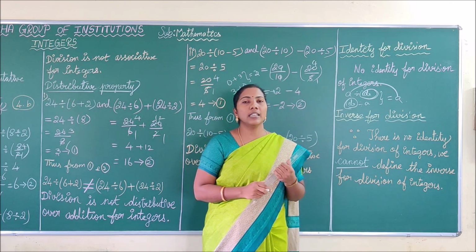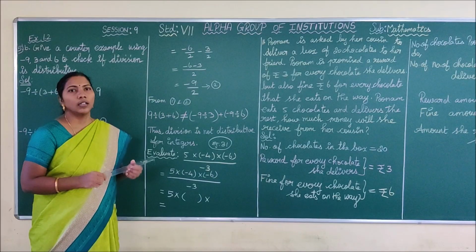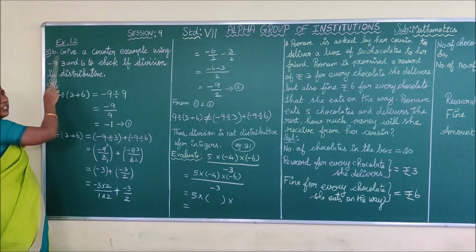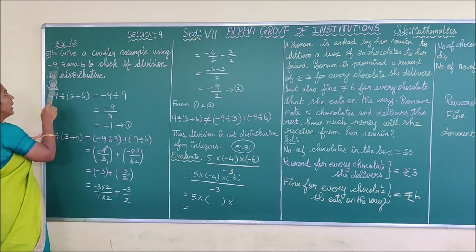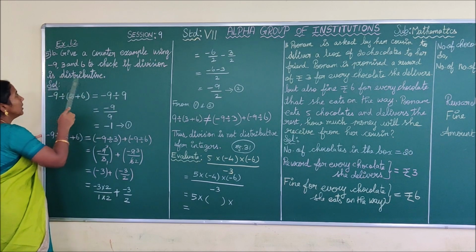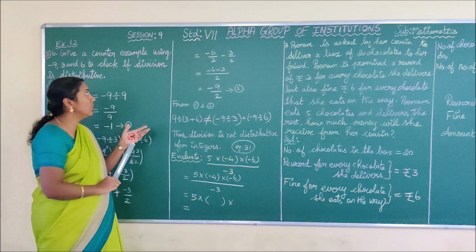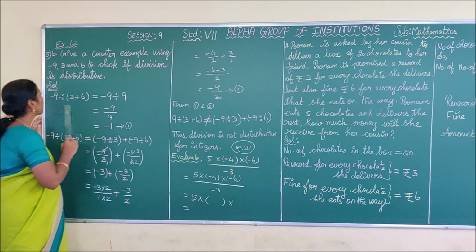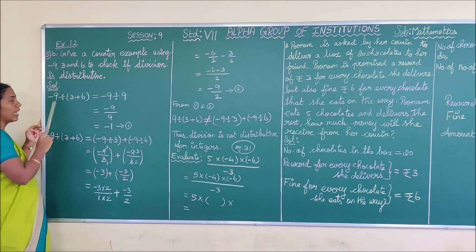Okay, let us see some problems from exercise 1.2. Let us see the exercise problem, children. Exercise 1.2, fifth sum, subdivision B. Read the question. Give me a counter example using minus 9, 3 and 6 to check if division is distributive. Already we know that by the properties, division is not distributive. Okay, now we are going to check it. See here, we are taking the integers minus 9, 3 and 6 like this.